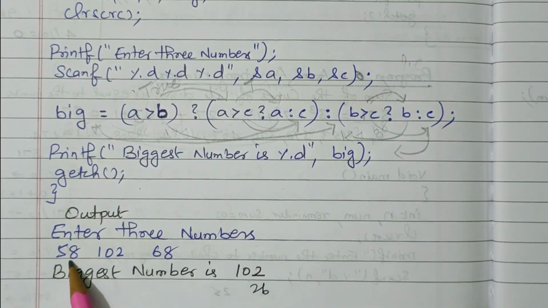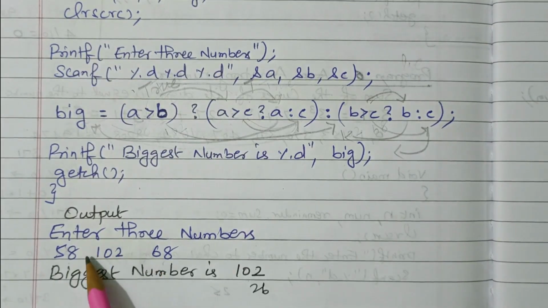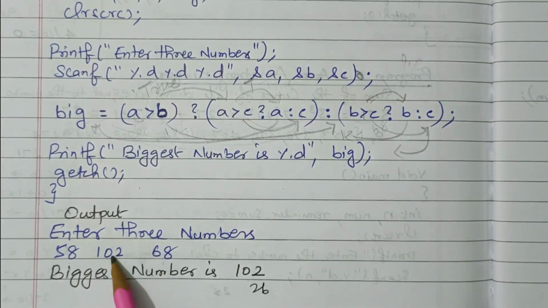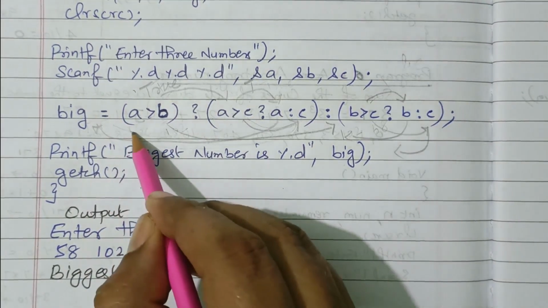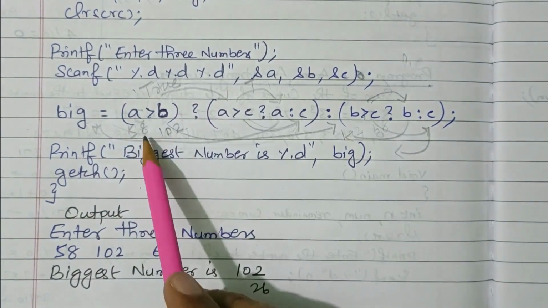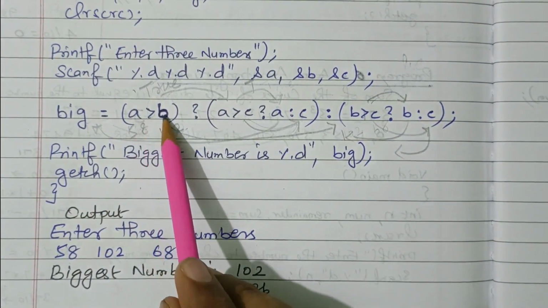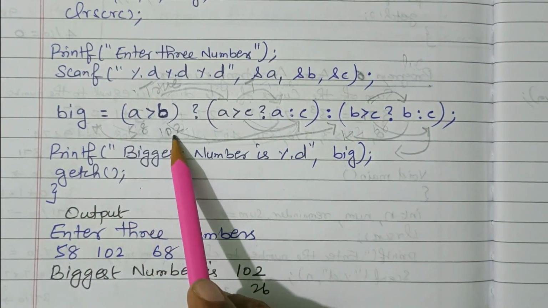The user enters 58, 102, 68. Right? By seeing that, it is clear 102 is the biggest number. We'll verify with this condition. So A is 58, B is 102. Right? Whether this condition is true? This condition is false. A is greater than B? A is not greater. B is the greatest value.